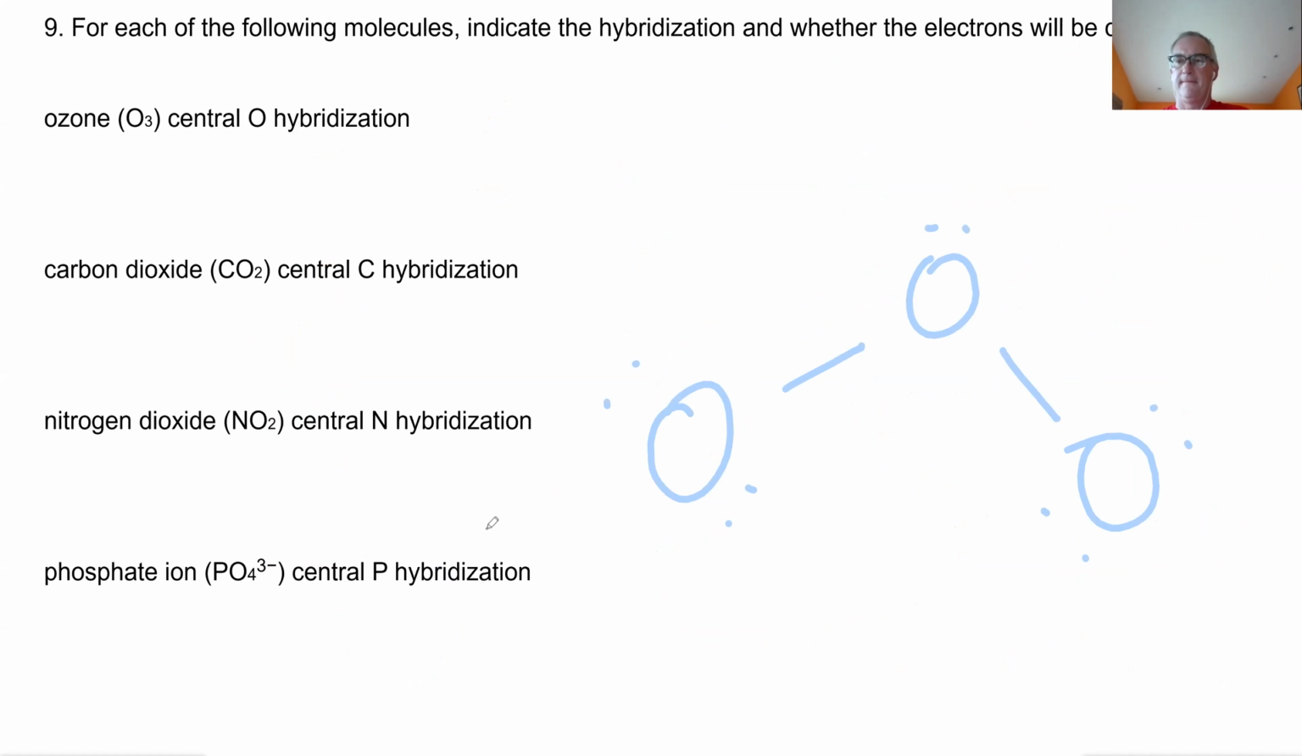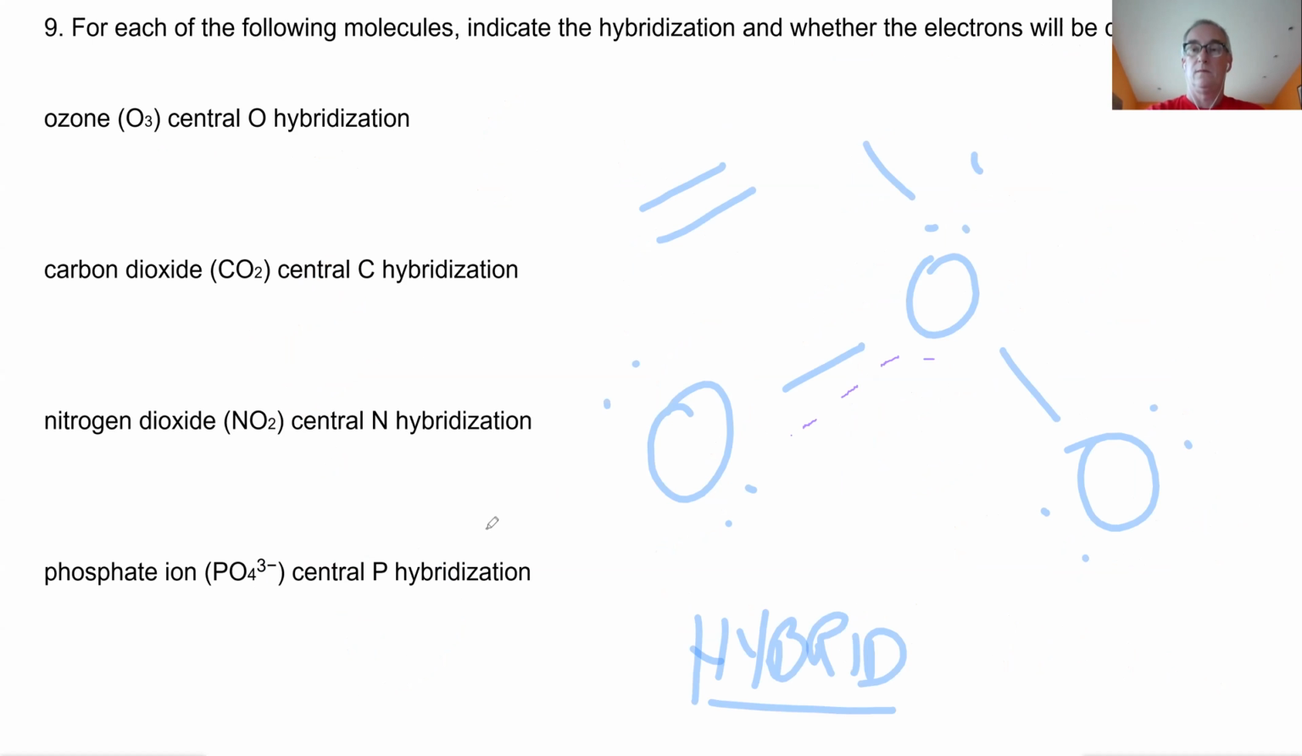How would we draw that? The hybrid structure. Remember, I can have a double bond on one side and a single on the other, or I could have a single bond on one side and a double bond on the other. We would just have that extra pair of electrons shared, delocalized around all 3. And so we would have a bond order of 1.5 here and 1.5 there.